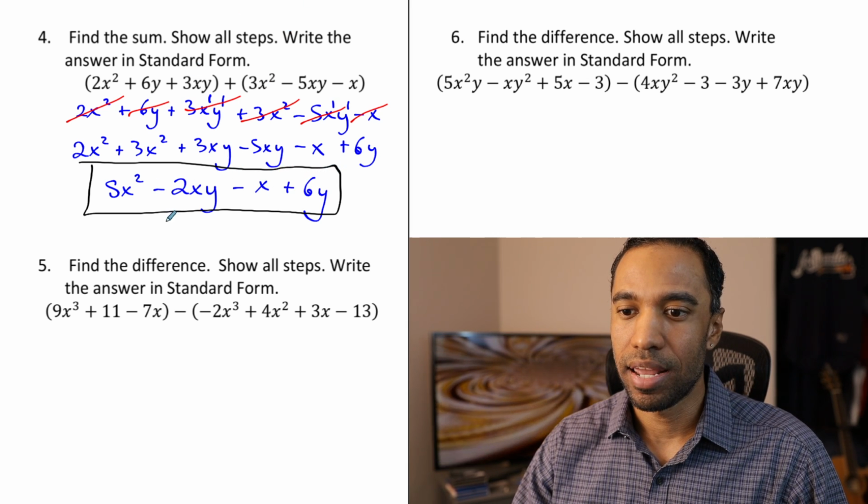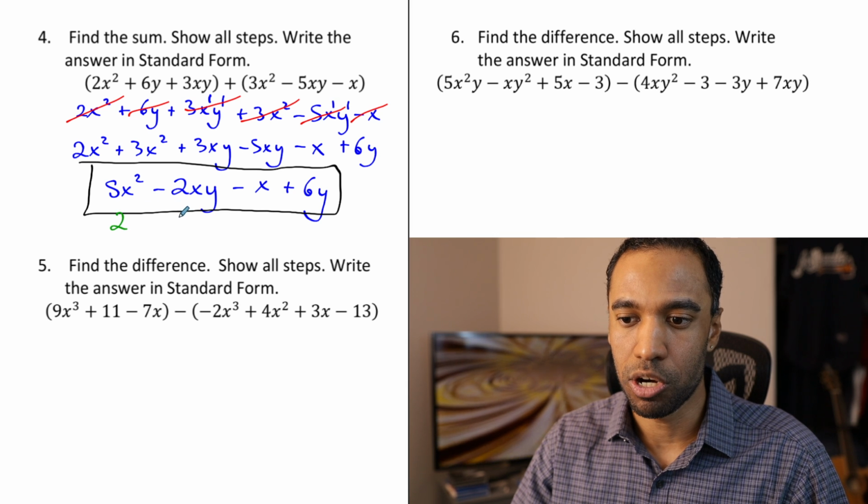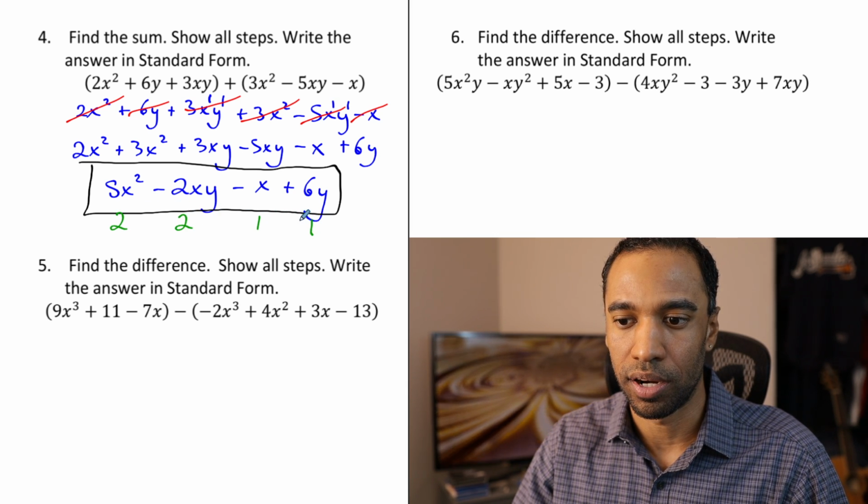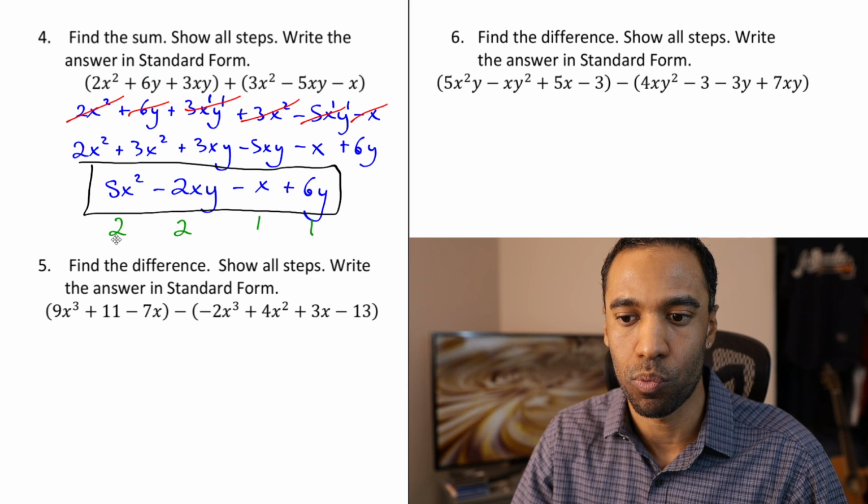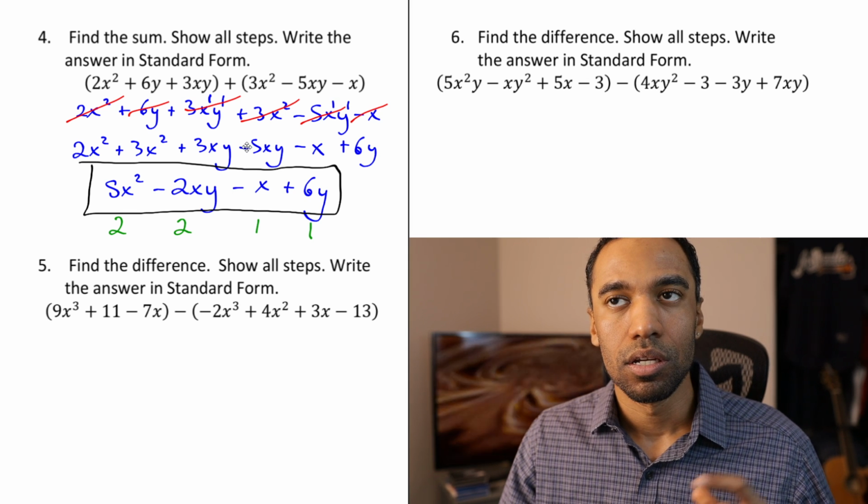Now, why did I write it in this version of standard form if these are both of degree 2 and these are both of degree 1? If there's a tie, is there a specific way which it should be written? Sort of.